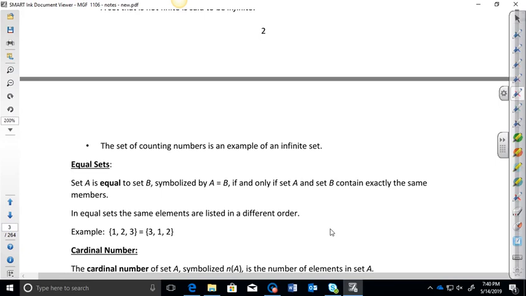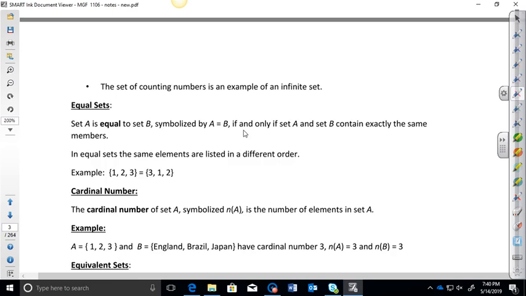The set of counting numbers is an example of an infinite set. It's infinite. We don't know how many are there. The next is equal sets. When do you say 2 sets are equal? 2 sets are equal means they are equal. They are the same number, same elements, everything same.